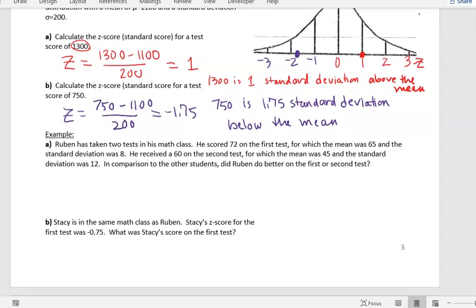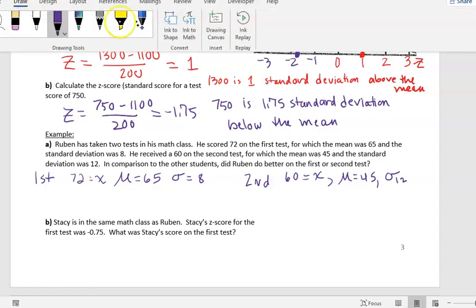So Ruben has taken 2 tests in his math class. So he has his first test and he has his second test. On the first test, he scored a 72. That's Ruben's actual score, so that's his X there, for which the mean was 65 and the standard deviation was 8. He received a 60 on the second test. That's his actual observation, X, for which the mean was 45 and the standard deviation was 12. In comparison to the other students, did Ruben do better on the first test or the second test?